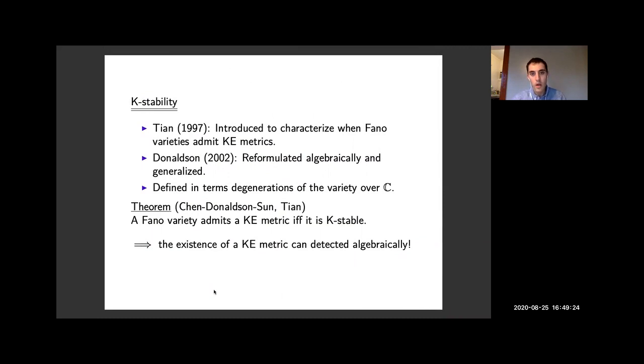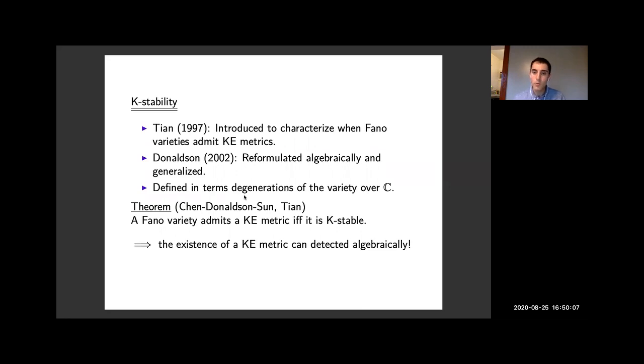Okay, so now that we're talking about Kähler-Einstein metrics, I want to go back to something sort of algebraic, because as an algebraic geometer, I want to understand things algebraically. There's this notion called K-stability that was introduced by Tian to characterize when a Fano variety admits a Kähler-Einstein metric. This notion was reformulated by Donaldson a few years after that. Donaldson's reformulation of K-stability was purely algebraic and also vastly generalized Tian's earlier definition.